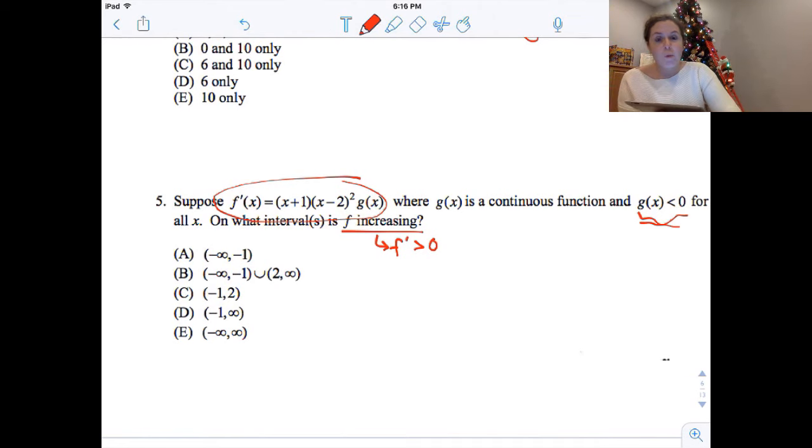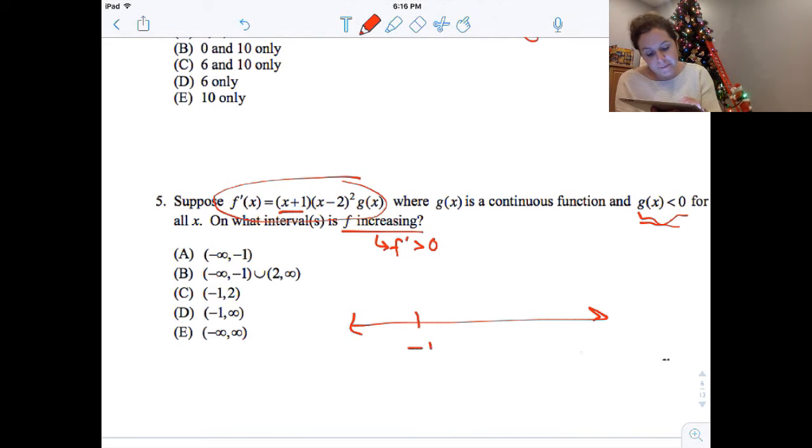So g of x is always negative. It doesn't have any zeros, so I don't need to worry about that. But there's a 0 here at negative 1, and there's a 0 here at positive 2. So those are my zeros. So now let's actually try plugging in some numbers.